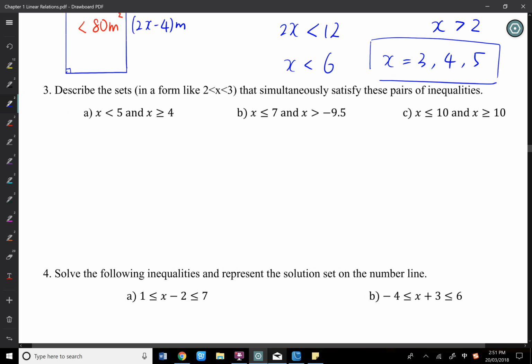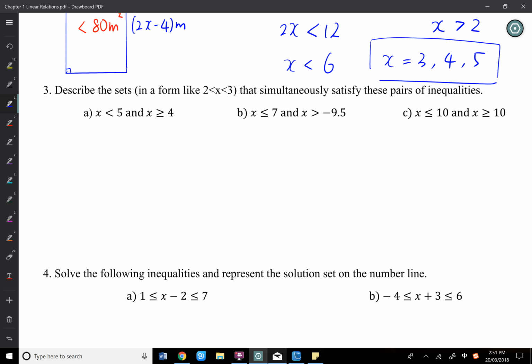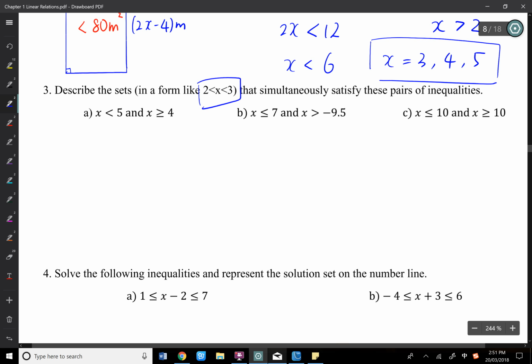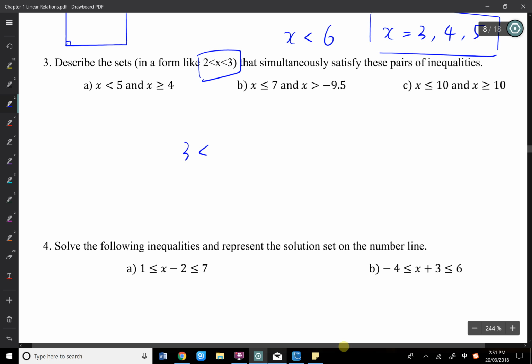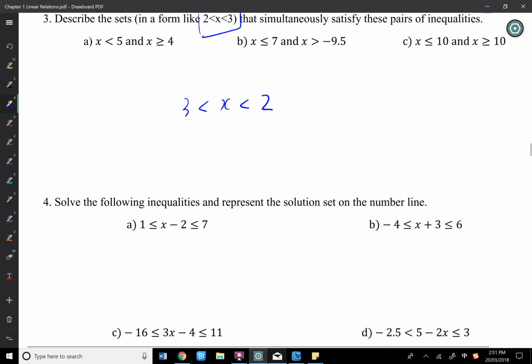Example 3. Describe the sets in the form like x is in between something. Can you see that's in between? x is larger than 2 but less than 3. Okay, larger than 2 but less than 3. I'll ask you a question. Can I write this? Why not? That's right. That's something that won't happen. You can't have a value greater than 3 but less than 2.